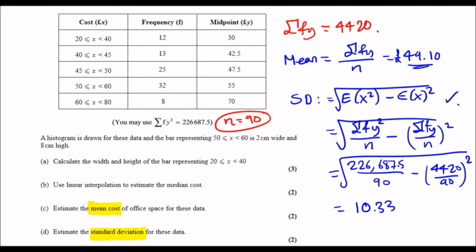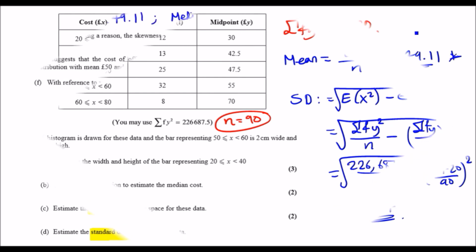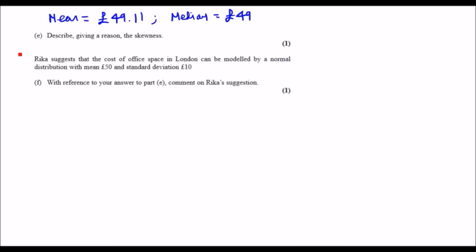10.33 pounds, 10.34, go round it up obviously, 10.34 pounds. So that is the spread. Actually, one more note. For some reason, I rounded the mean to 3 significant figures. Just keep it as 49.11. I think that's the best answer. Just keep it to 2 decimal places, not 3 significant figures. Anyway, that's all, guys.